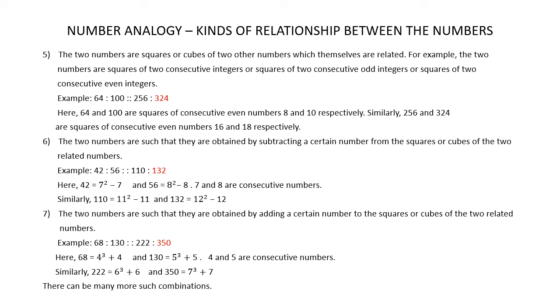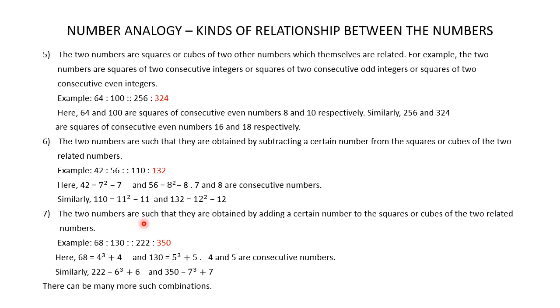Similarly, the third term 110 is 11 squared minus 11. The next consecutive number after 11 is 12. So the fourth term will be 12 squared minus 12, which is 132. So if 42 is to 56, then 110 is to 132.